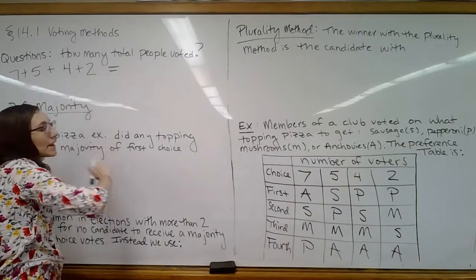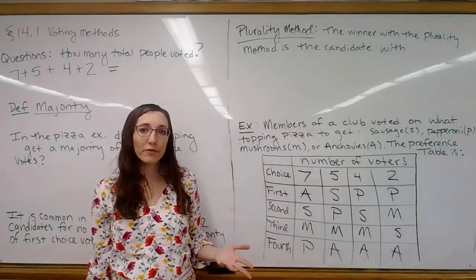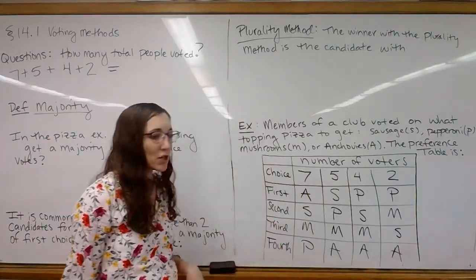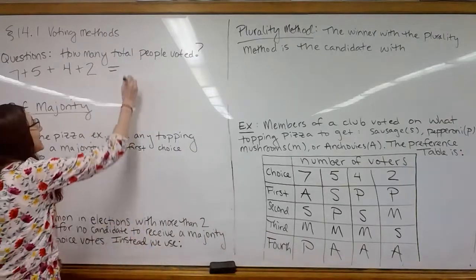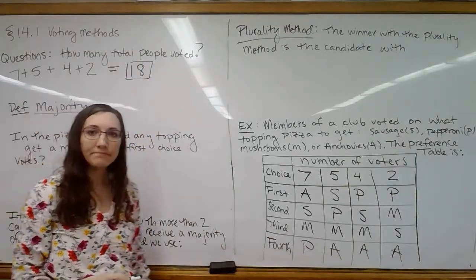So adding up this top row, all of those columns, those were all of the preference ballots. So that's going to give me my total number of voters, which is 18. So 18 total people voted.